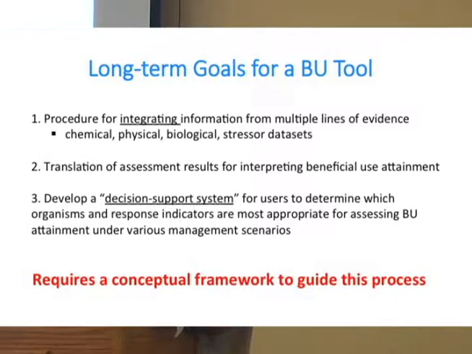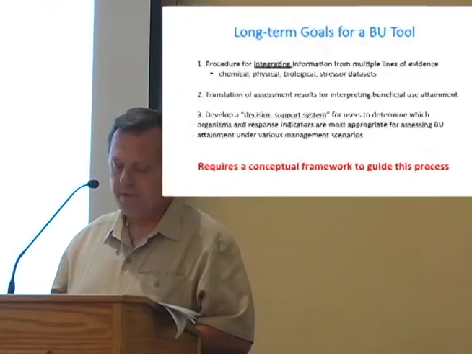So what are we hoping to achieve with this nascent effort here? It's really, again, the key is integration of information from multiple lines of evidence. You've heard that all today through the various talks before me. I'm not going to really talk about how we integrate. You heard a lot about that today, but that is a key part of this process. We next need that translation of assessment results for interpretation, a very key part of this.